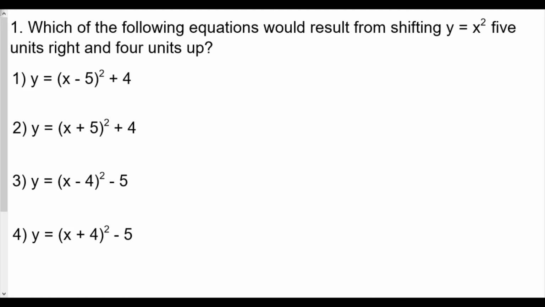Number 1, which of the following equations will result from shifting y equals x squared 5 units right and 4 units up? First off, when we see this, we're going to write our formula here for translation. So we're taking our x, y, and in this case, 5 units to the right means we're adding 5 to the x value. And then 4 units up means we're adding 4 to the y value.